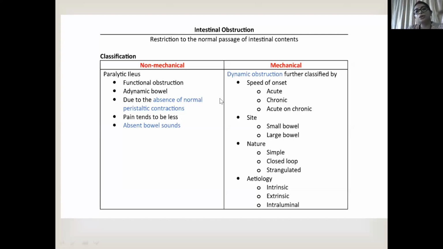And so it's again based on the site, small bowel, large bowel, and the nature, that is simple, closed loop, or strangulated. Okay, those are the different types. Patterns, what they associate with, what they show up with. And etiology, where exactly is the obstruction, whether it is an intrinsic or extrinsic obstruction, or is it intraluminal, whether it is inside the lumen. So we'll just look a bit more at that.